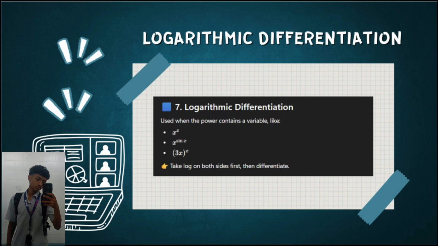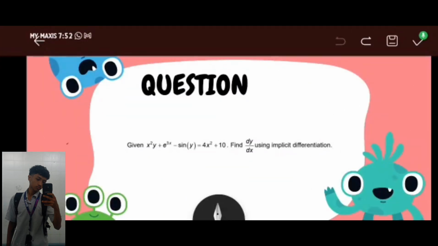Next, the seventh would be logarithmic differentiation. Logarithmic differentiation is used when the power contains a variable, like x^(sin x), or (3x) to the power of x. Take log on both sides, then differentiate.